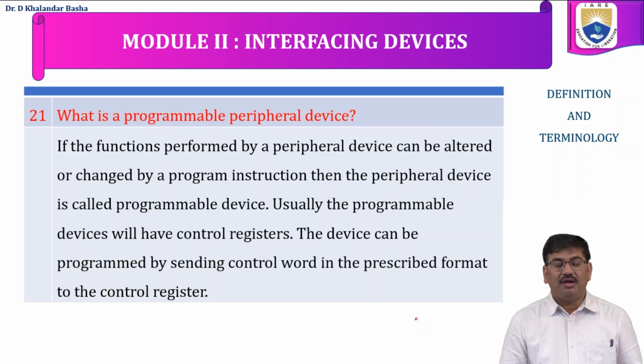Next one is, what is a programmable peripheral device? If the functions performed by a peripheral device can be altered or changed by a program instruction, then the peripheral device is called a programmable peripheral device. Usually, the programmable devices will have control registers through which we can program them. The device can be programmed by sending the control word in the prescribed format to the control register.